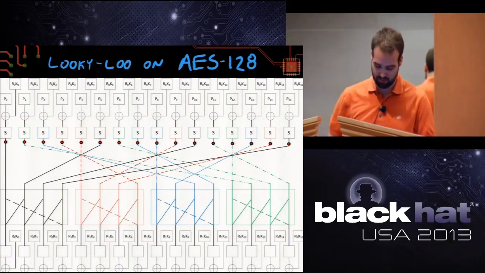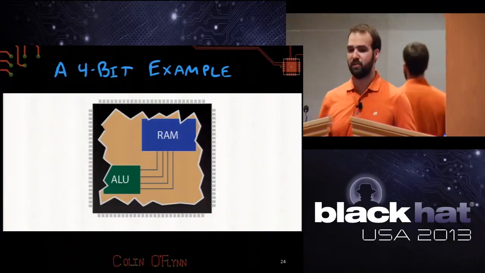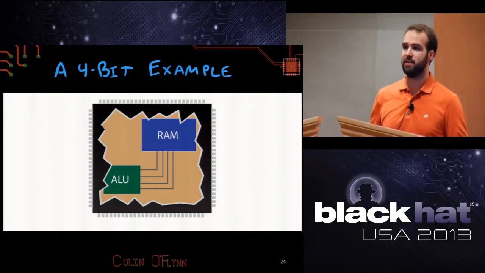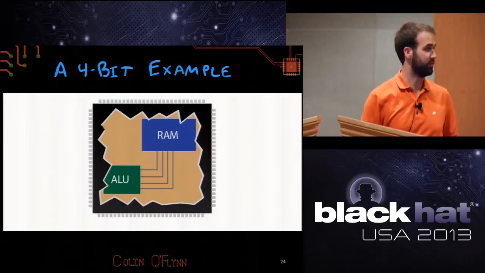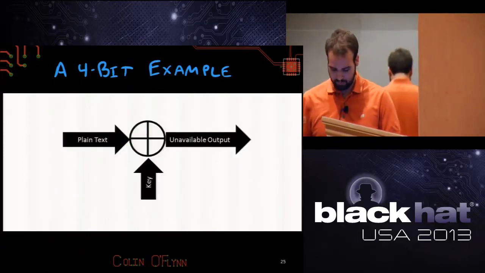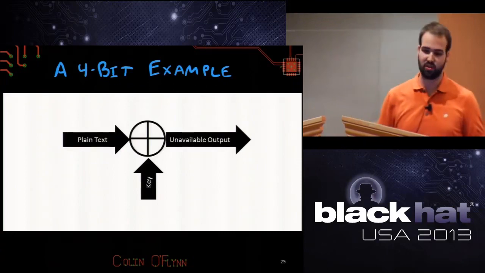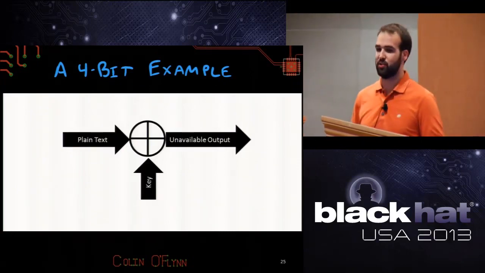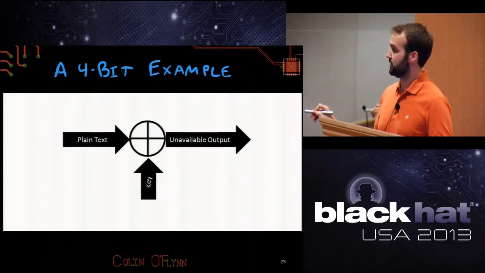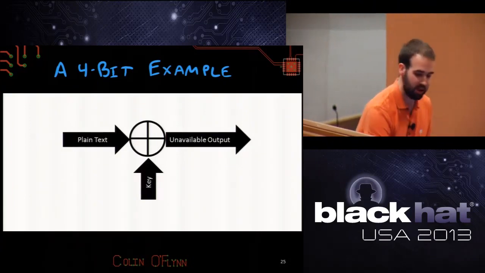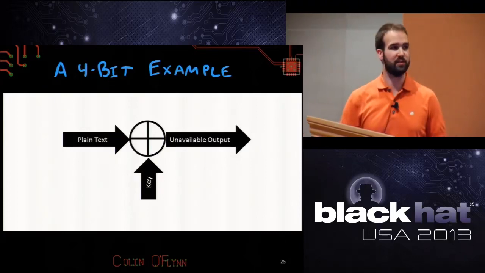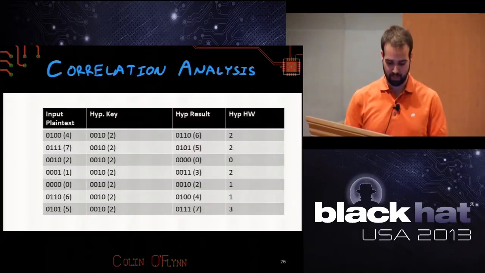So that seems good, but there's still a little bit of a disconnect here because I've only shown you how to find the weight of the data, not the data, and we need the actual data for this to work. So again, let's take our 4-bit chip. And let's say I'm just trying to figure out something simpler. I'm trying to figure out the plaintext I put in here. There's a key that I don't know, and the output of this XOR operation is unavailable to me. So this is effectively what you have in real life.